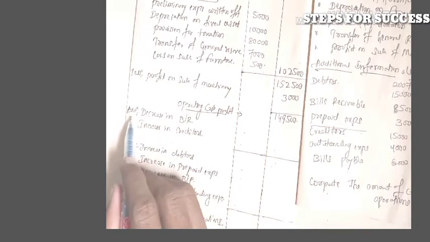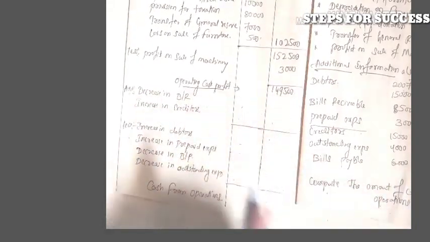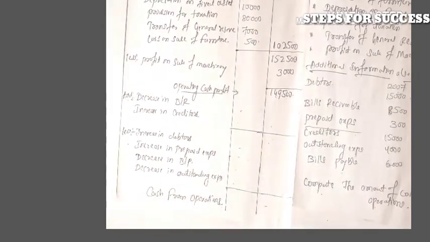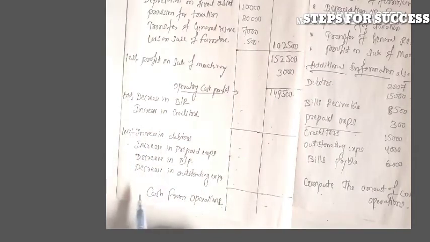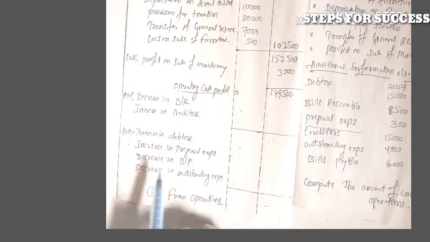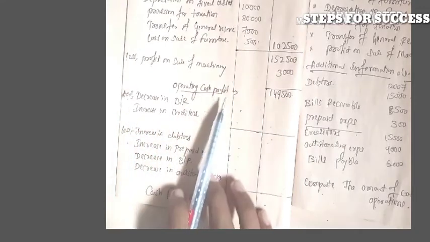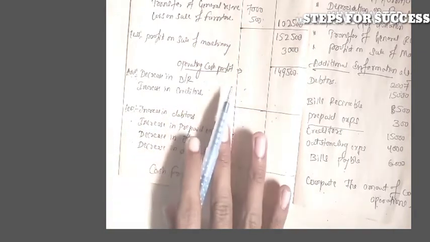This is 1,49,500. Now the additional information is to be added and deducted. There are two types. I can say completely: when a current asset increases, that amount will be deducted. When a current asset decreases, that amount will be added. When a current liability increases, that amount will be added. When a current liability decreases, that amount will be deducted, the opposite direction.